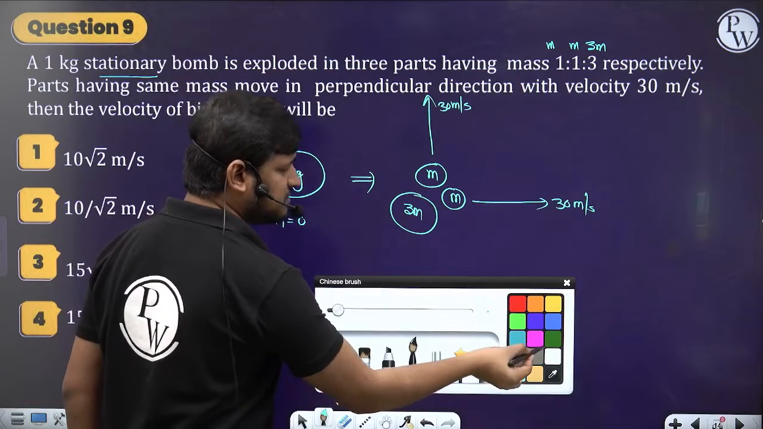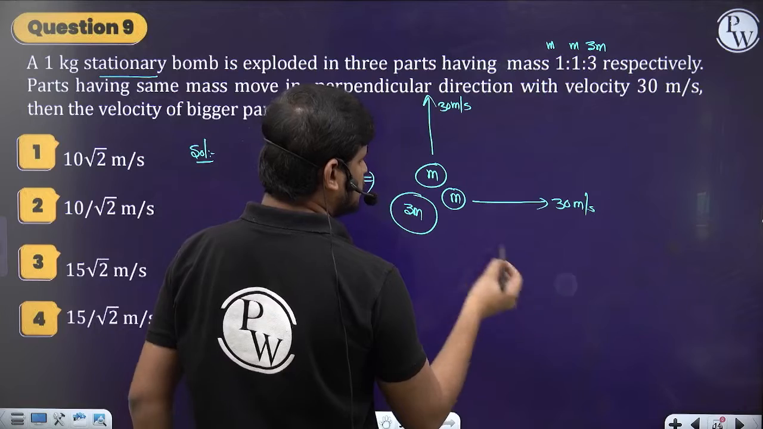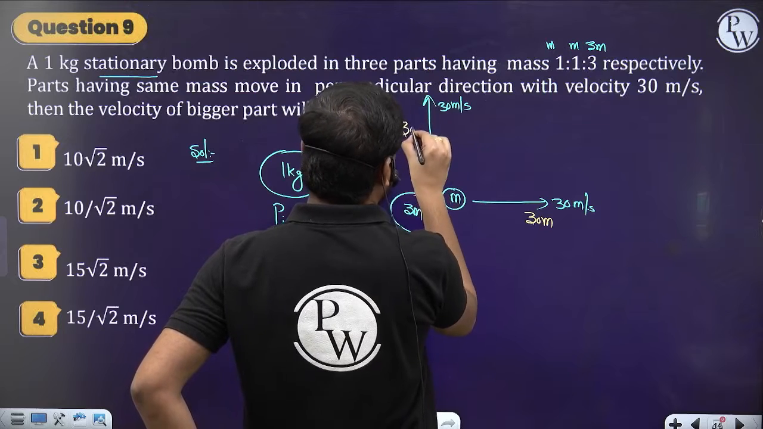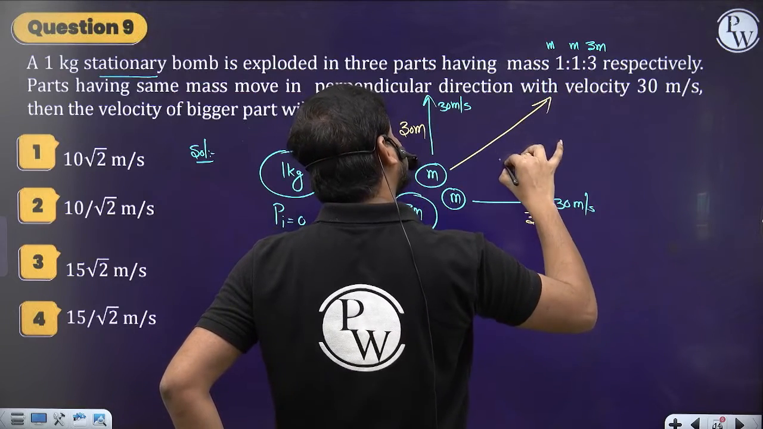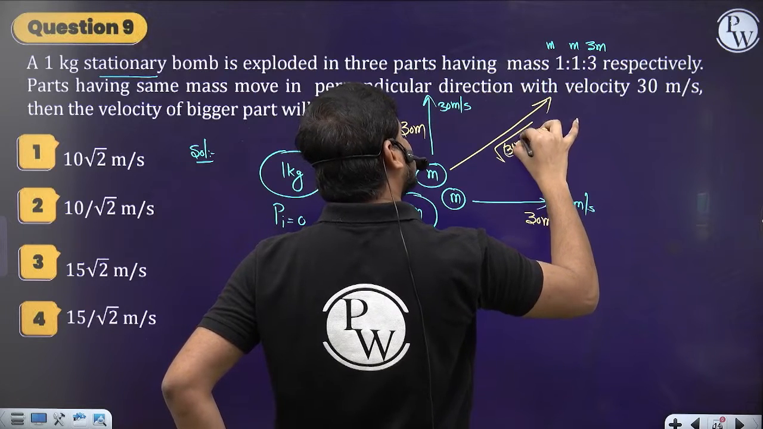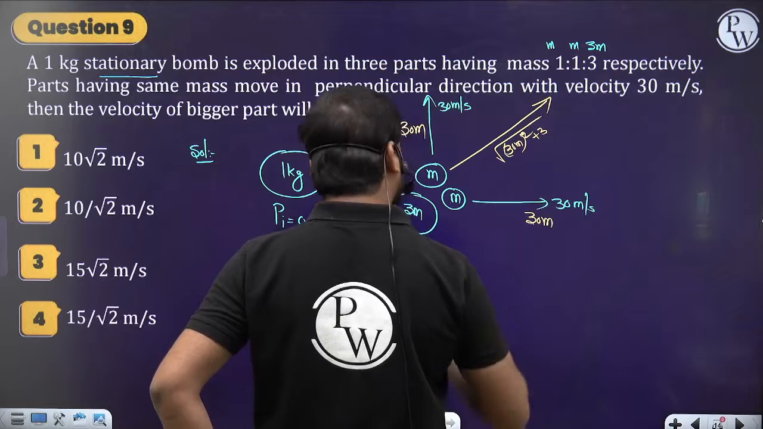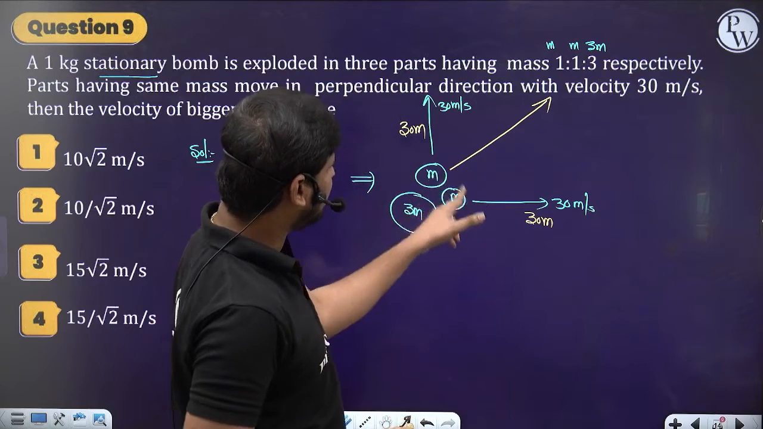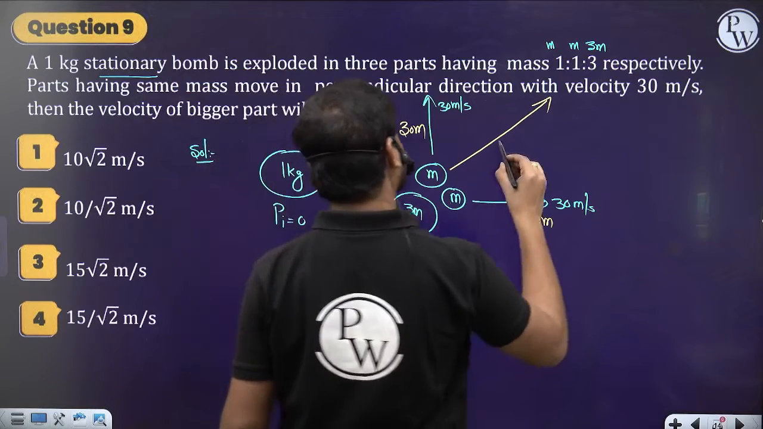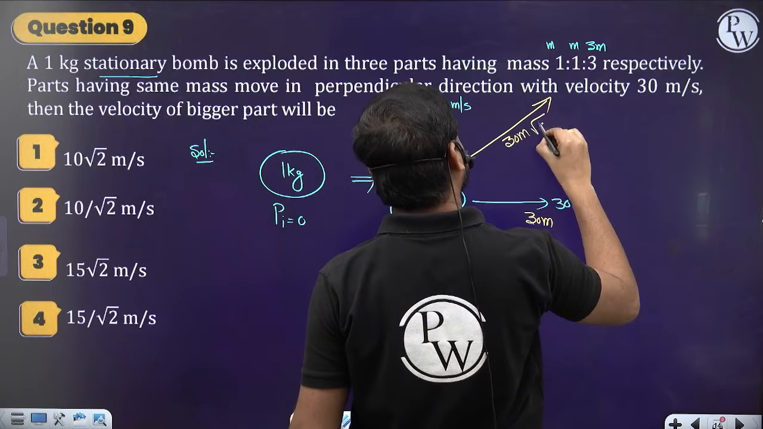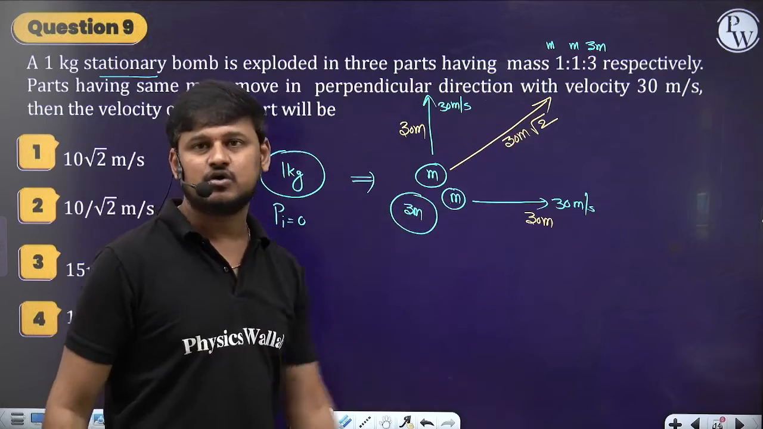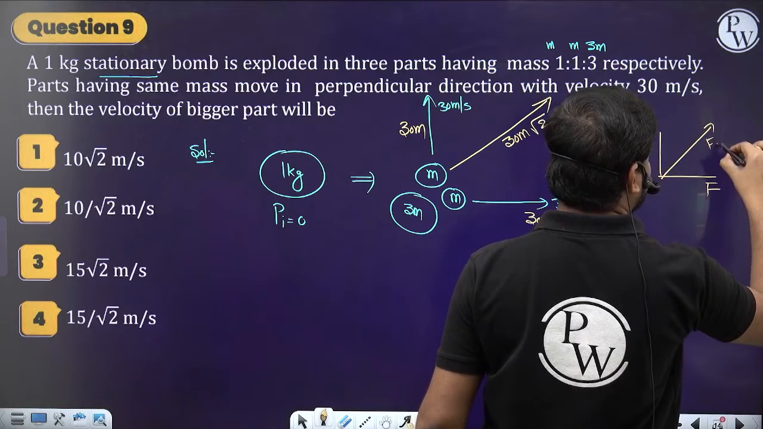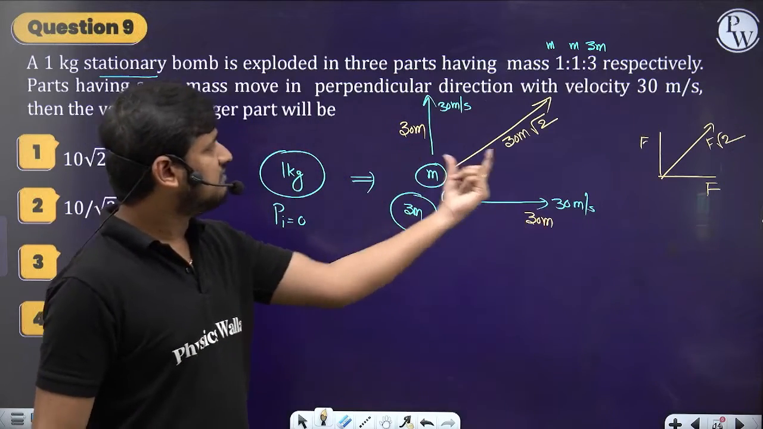How do we find it? The same concept. Its momentum will be mass into velocity, 30m, and the other also 30m. So their net momentum will be square root of (30m) whole square plus (30m) whole square. Or else you already know this: when 2 equal forces are there and the angle between them is 90 degrees, their net will be 30m root 2. We already studied it in NLM, right? This is our force F, this is our force F, the net force will be F root 2. So here 30m and here 30m, the net is 30m root 2.